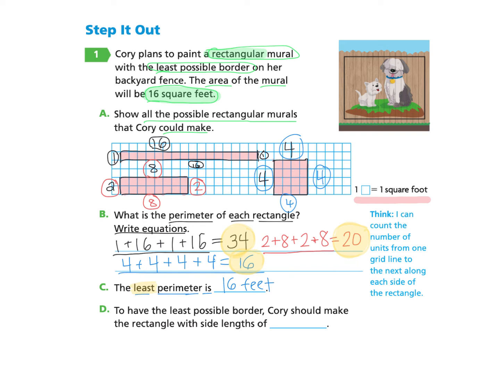And now we can look at part D. To have the least possible border, Corey should make a rectangle with the side lengths of... Now, which one was the 16 feet perimeter? That's right, it was the 4 by 4 by 4 by 4. So we can answer the rectangle with the side lengths of 4 feet.